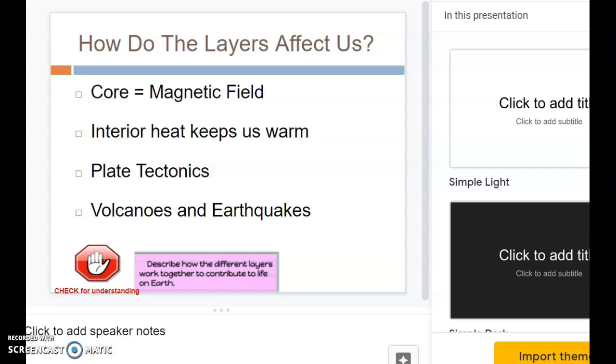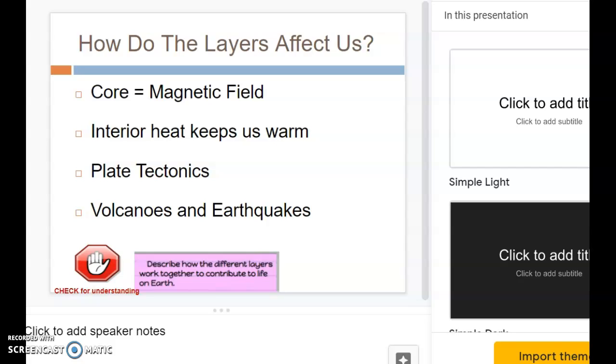They can split open and lava can come forth. The bumping into each other would cause earthquakes. The moving apart from each other would cause earthquakes. The moving apart from each other would cause volcanoes. Volcanoes would cause earthquakes. So all these things relate together. So different parts of the earth affect us this way.